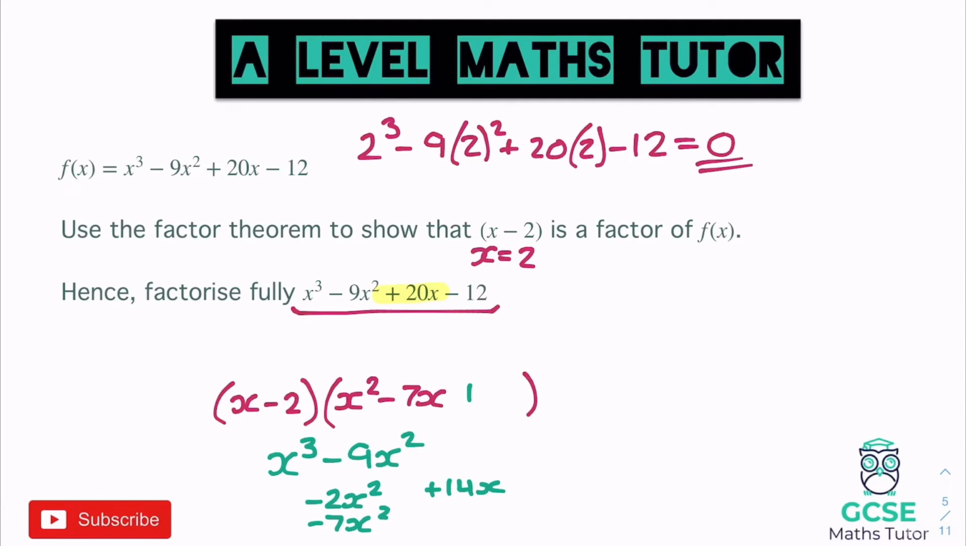Let's do that back in the other colour. There we are, so we need plus 6 in there, and let's have a look at what that gives us. That gives me the extra plus 6x that I was looking for, so that gives me the plus 20x in total that we need. And then also we've got the negative 2 times the 6, which gives me the negative 12 at the end.